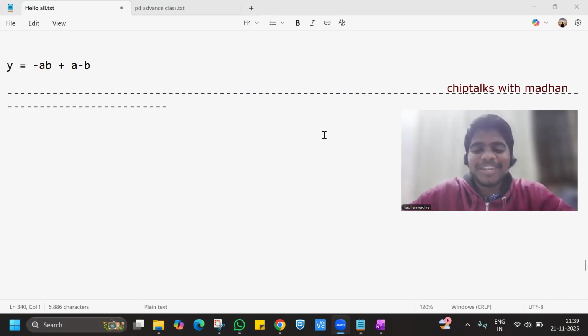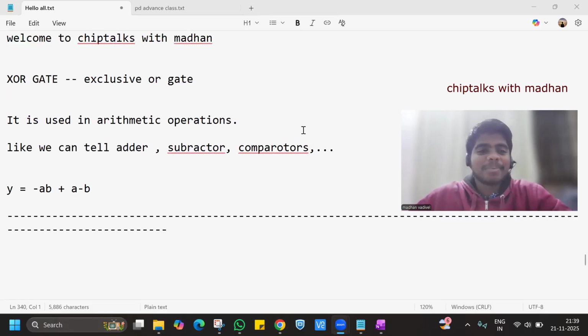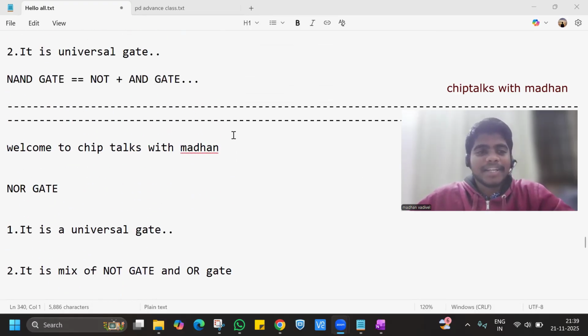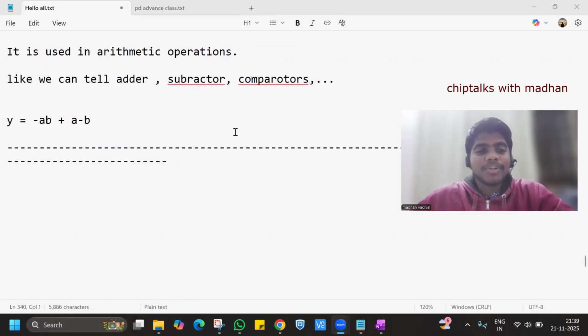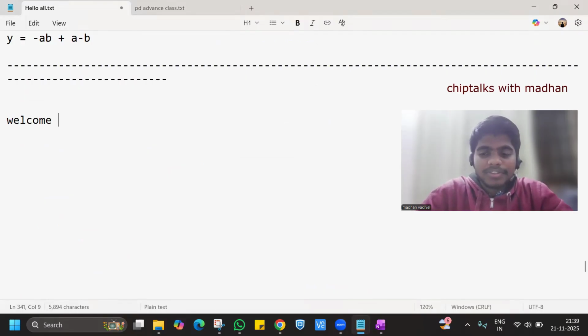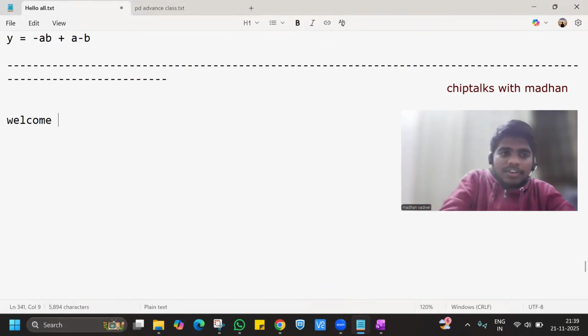Today we are going to see about XNOR gate. Previously we had seen some of the gates like XOR gate, AND gate, NOR gate, NAND gate. Today we are going to see XNOR gate, using Notepad. I will increase my font.